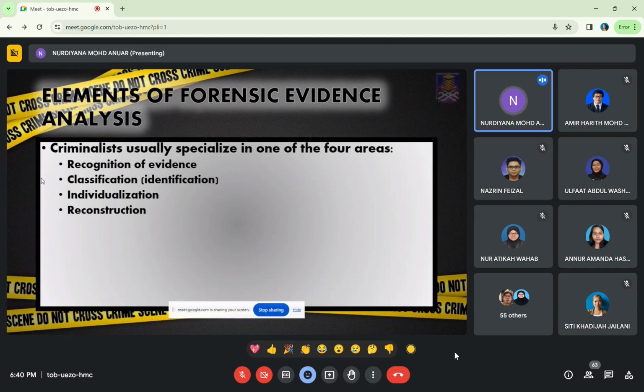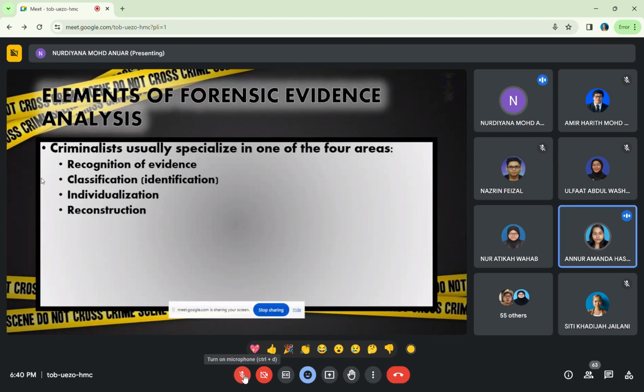Seterusnya, elements of forensic evidence analysis. Criminalists usually specialize in one of the 4 areas. Okay, so before that, biasa tak tengok cerita macam CSI ke, NCIS ke ataupun any forensic cerita, movie or drama dekat luar? Biasa tak tengok?